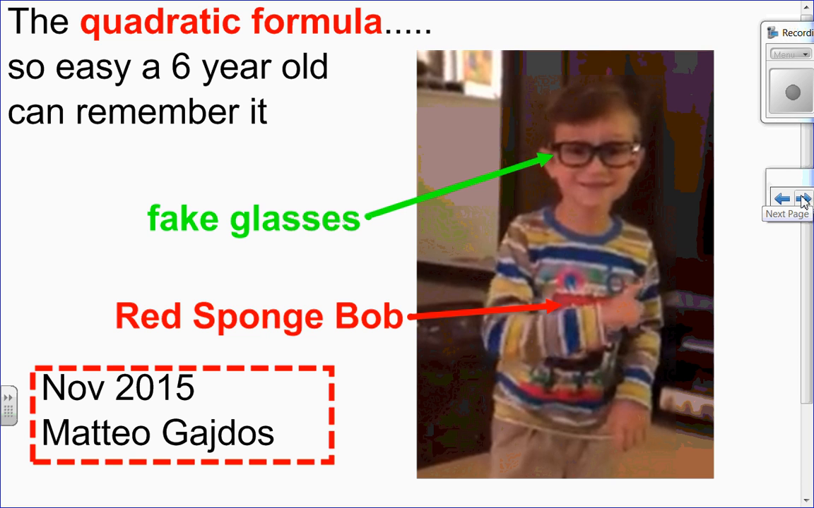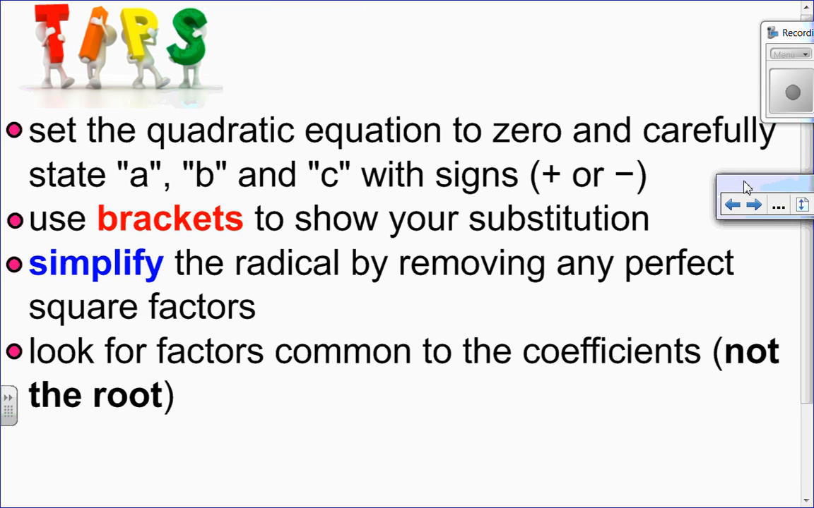So let's use this easy quadratic formula to do some questions. Before we do, a couple tips for you. I want you to set the quadratic function or equation to 0 and carefully state your a, b, and c values, paying attention to your signs. Are they positive or negative? When you substitute into the quadratic formula, use brackets to show your substitution. And then, just like completing the square, I want a simplified radical. And because it is a fraction, I want a simplified fraction, so you're going to look for factors that are common to the coefficients, not to the root.